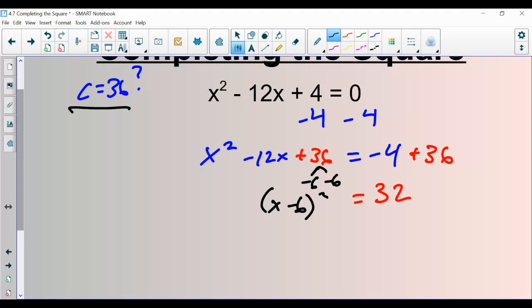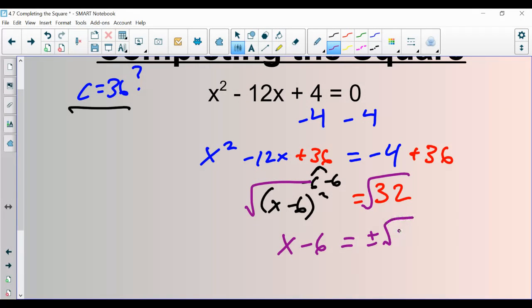Now we go through the steps. We take the square root of both sides, and you get x minus 6 is equal to plus or minus the square root of 32. Now, you're going to have to be good at simplifying the square roots here. Okay? If you don't remember how to do that, you need to revisit section 4.5, the lecture on 4.5. It's on simplifying square roots.